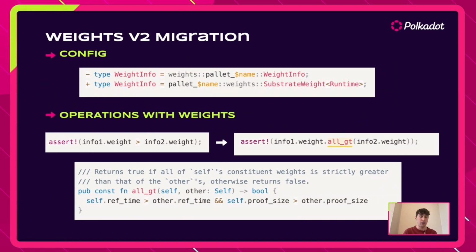So if we want to compare, for the people that had to migrate in the code, the example that I put here is for a test that is checking that the weight of the info one, or the extrinsic one, is greater than the info 2 of the extrinsic 2. To do that, now we need to use a new method, all GT, that basically compares not only one dimension but two dimensions, the ref time and the proof size. So we have a lot of operations implemented into this struct weights for different comparison or different arithmetic operations.